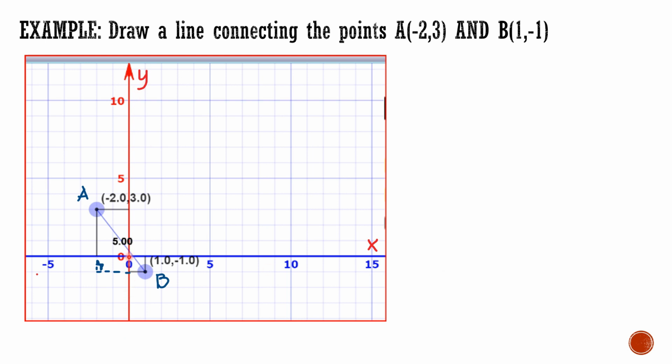This is our origin. Bawat isang subdivision ng ating graphing paper will be 1 unit. Okay. We locate point A, so negative 2, we measure from the y-axis 2 units to the left kasi negative, and then upward 3 units, and this will be our point A. We do the same for point B. We measure 1 unit to the right because that is positive 1, and 1 unit below x, that is negative 1, and this will be our point B.